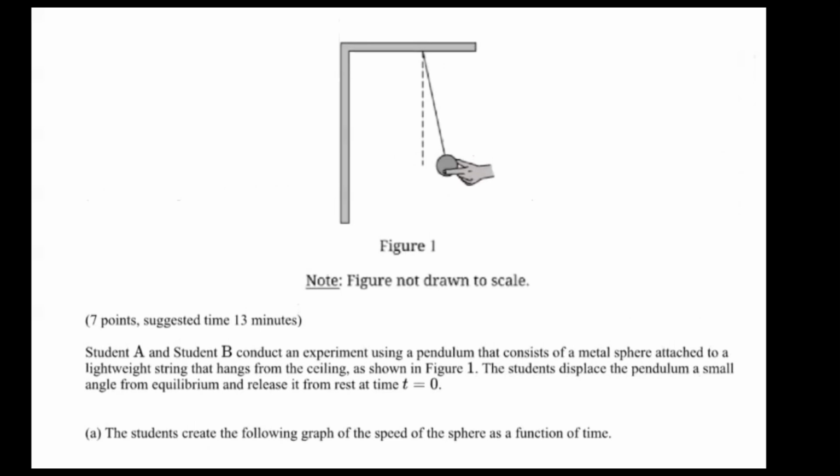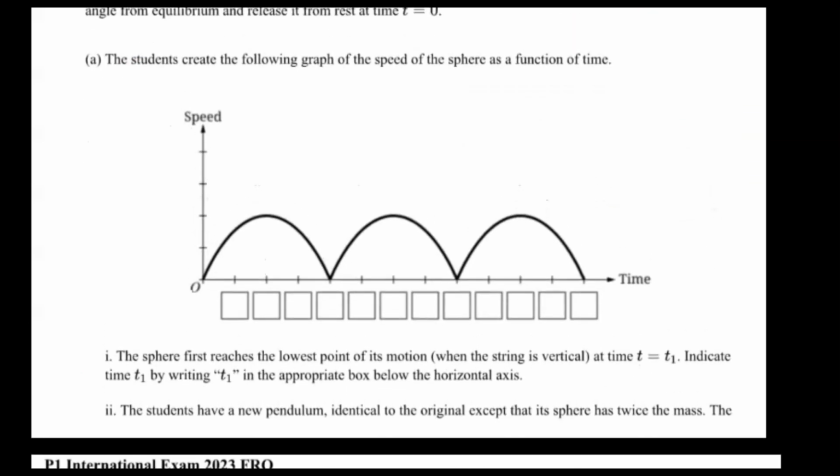Alright, so it says student A and B conduct an experiment using a pendulum that consists of a metal sphere that's attached to a lightweight string. So lightweight string, I would assume, means that the mass of the string is negligible. That hangs from the ceiling as shown in figure 1. The student displaces the pendulum a small angle from equilibrium and releases it from rest at time equals 0. So this is an example of a simple harmonic motion problem. So let's see what they want us to do.